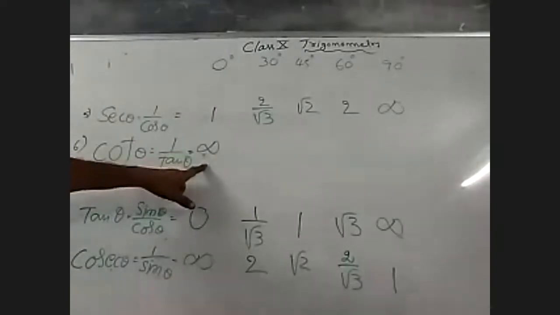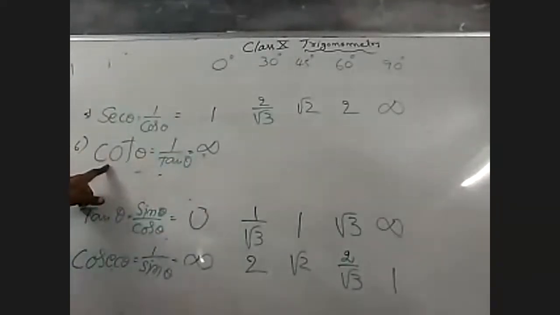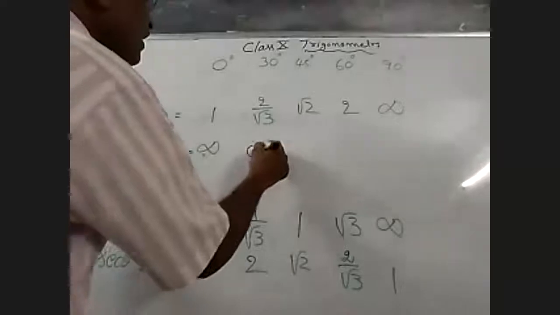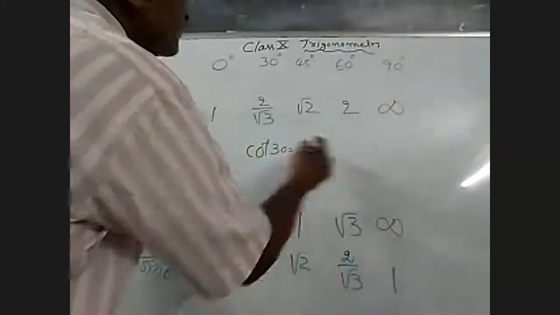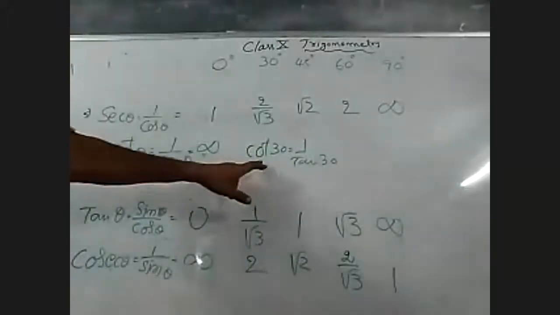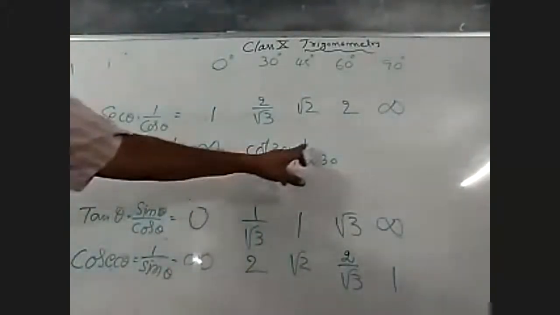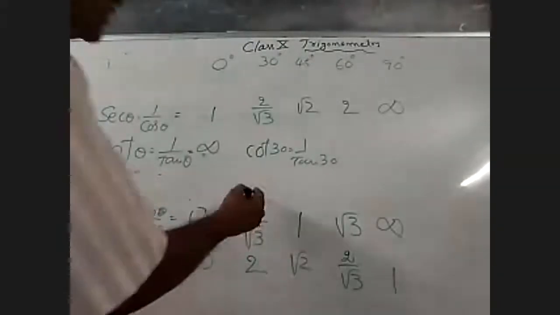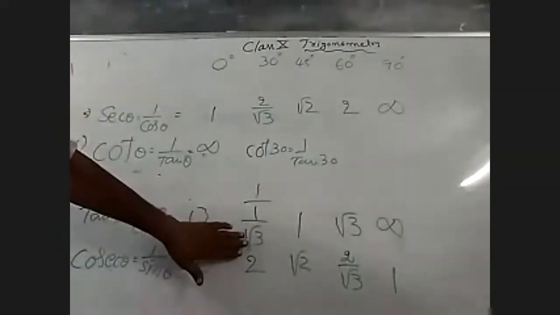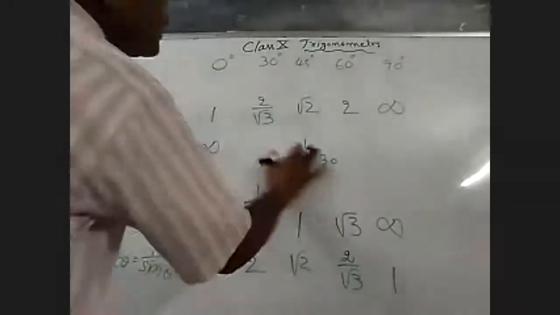Next, the reciprocal for cot 30. Cot 30 means 1 by tan 30. Simply see the board. Cot 30 is equal to 1 by tan 30. What is the tan 30? 1 by root 3. So 1 by 1 by root 3 is nothing but root 3.